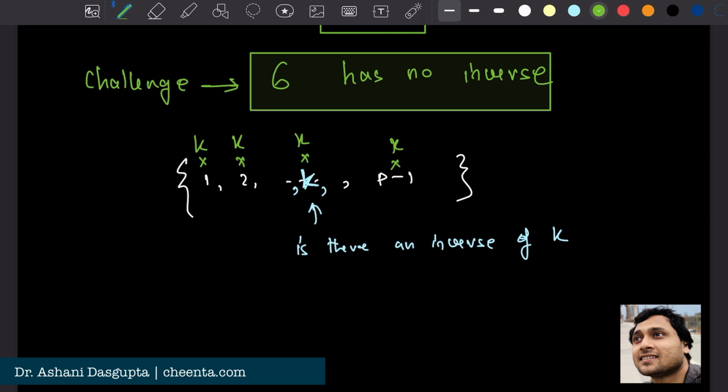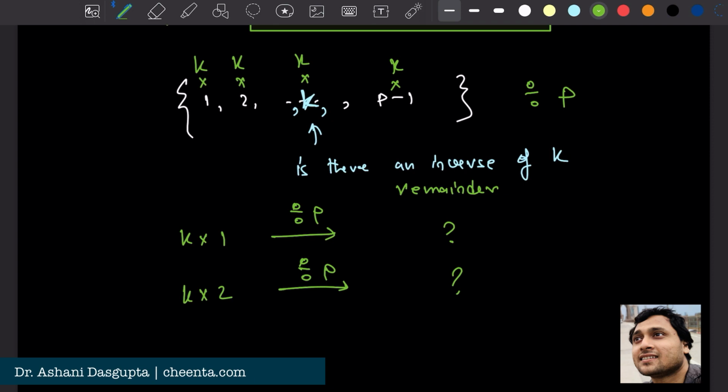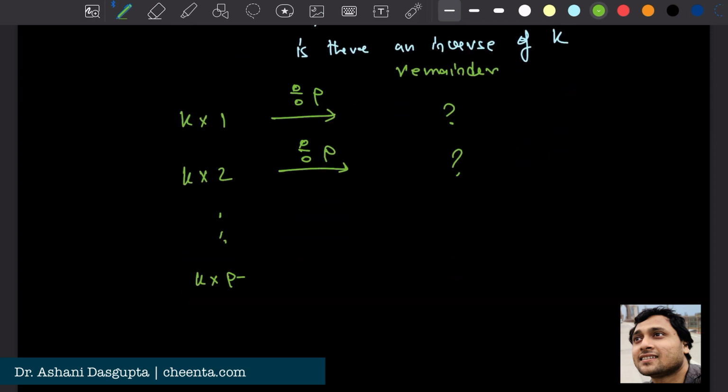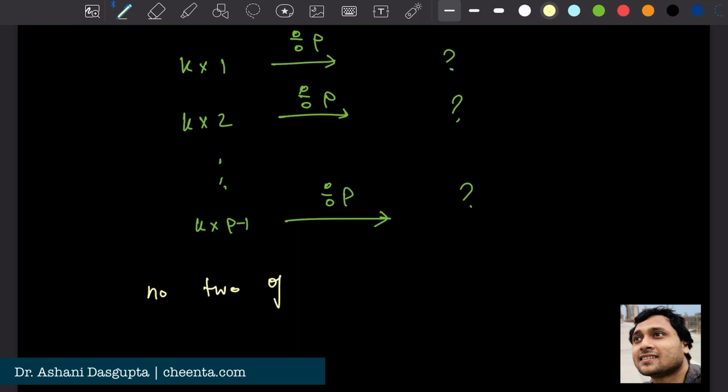Let's multiply each number with k, and let's calculate the remainder when divided by p. So k times 1 divided by p, what is the remainder? K times 2 divided by p, what is the remainder? Like this, up to k times p minus 1 divided by p, what is the remainder? My claim is no two of these remainders will be the same.